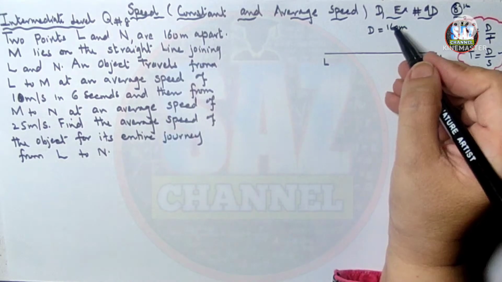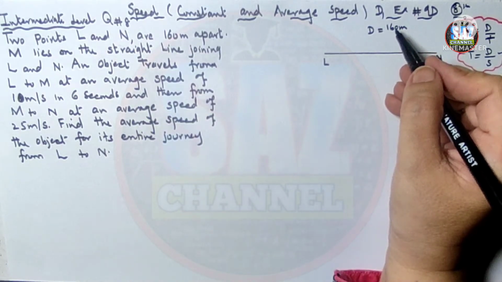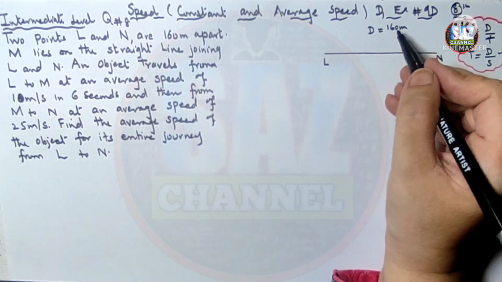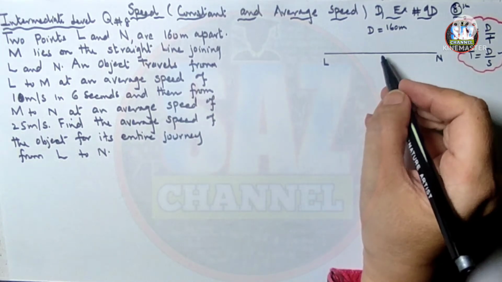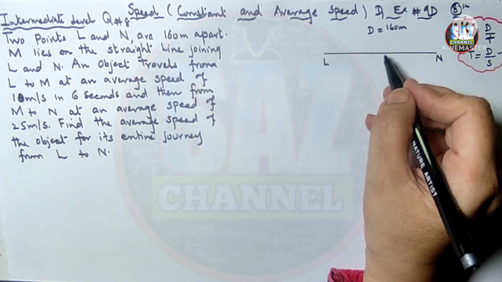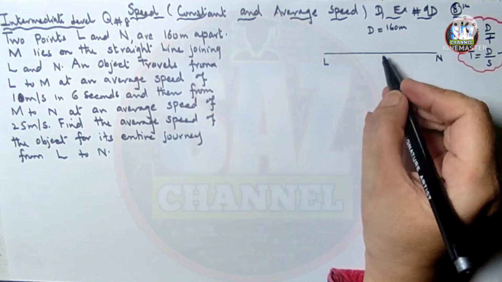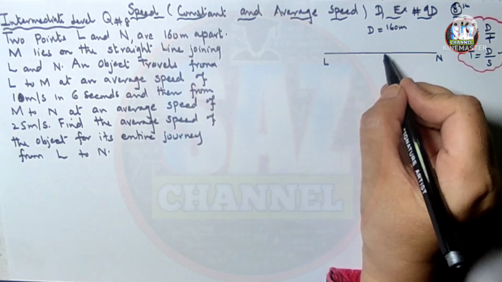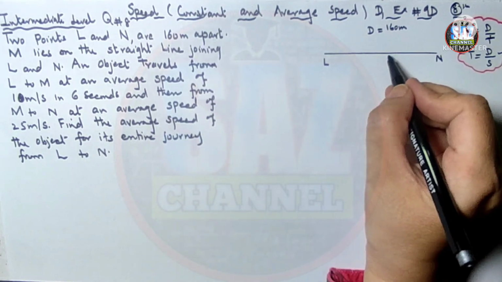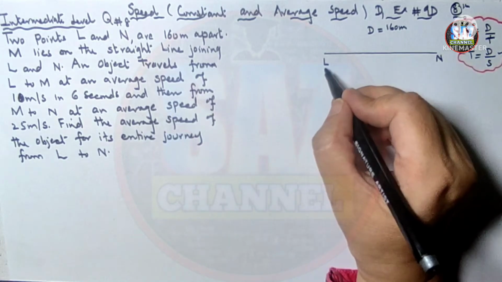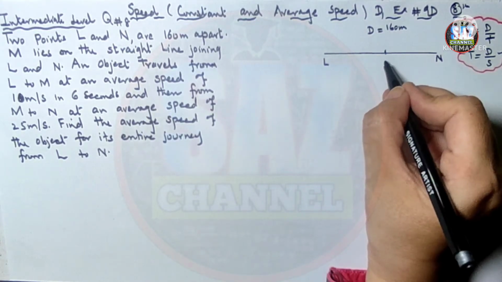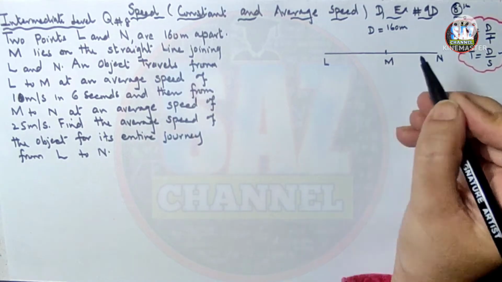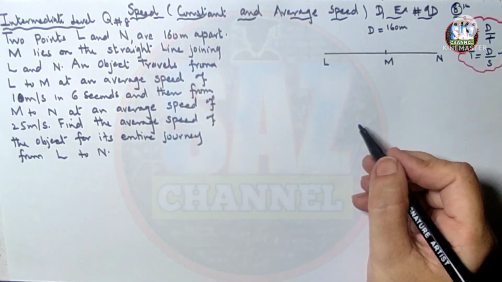And then the question says that M lies on the straight line joining L and N. Now the problem is, in the previous question number 7, the question was saying that M is the midpoint. Here the question does not say M is the midpoint, so we cannot say that the distance of L to M and M to N is the same. M can be anywhere. Let me mark the point M here on the diagram.